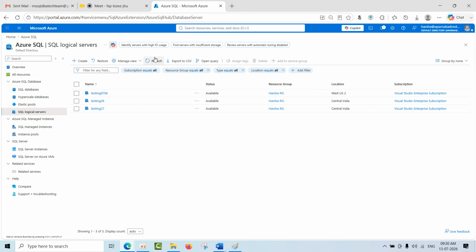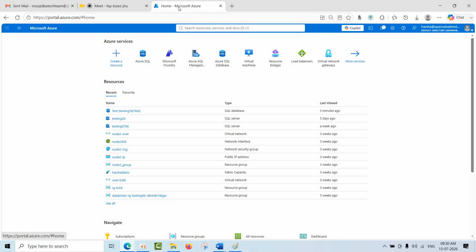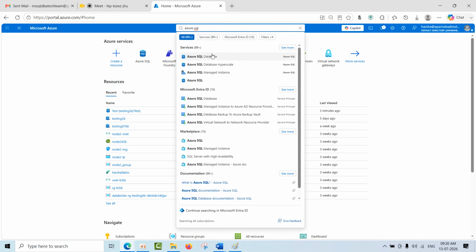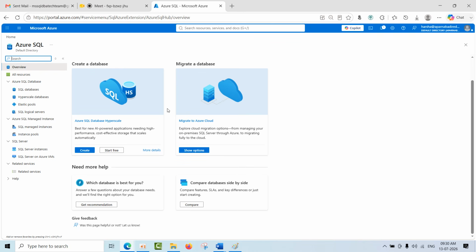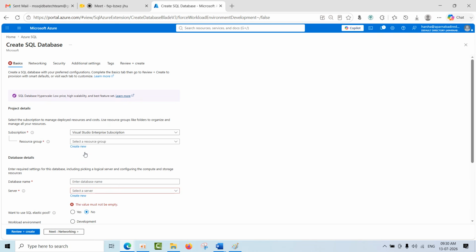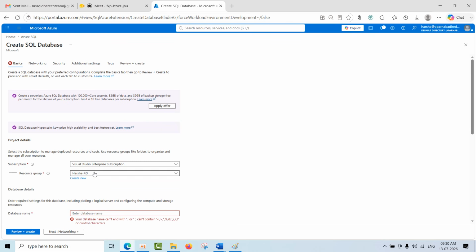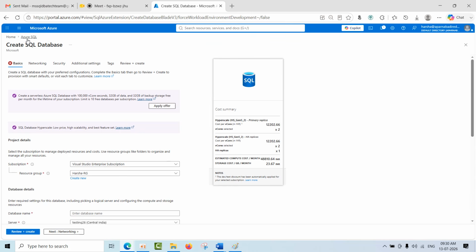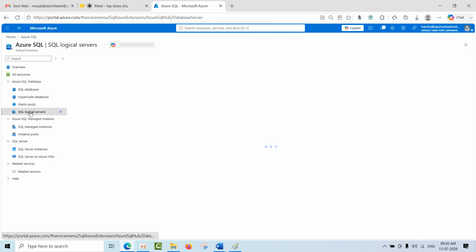If you go to Azure SQL, click create. I will go to portal.azure.com. Once it's done, type Azure SQL. Here you will get Azure SQL database. Now create. First, I will create this one. Click on SQL logical servers. Click create.